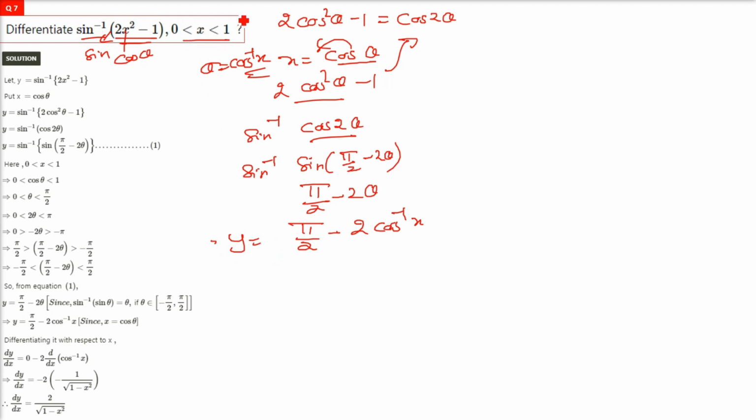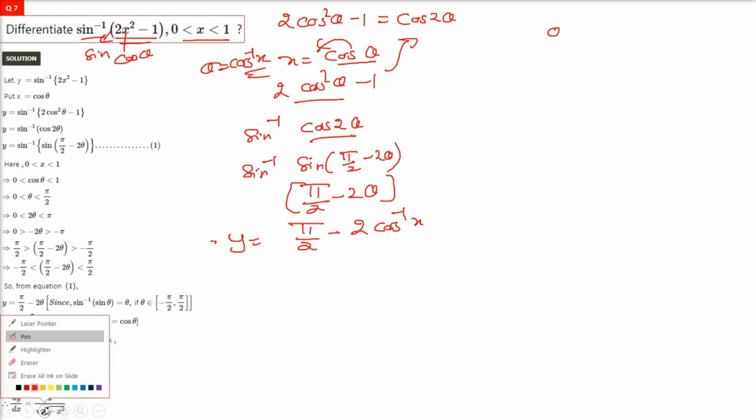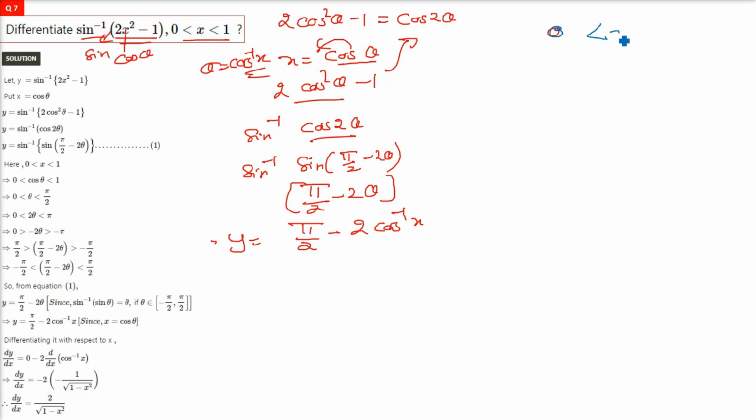But you have a boundary also. x is between 0 and 1. So pi by 2 minus 2 theta, whole of this you have to check between 0 and 1, because that is what the question is saying. Theta is being introduced by us. It is our responsibility to show that theta is also between this boundary. So cos theta is what? x. So this is cos theta between 0 and 1.